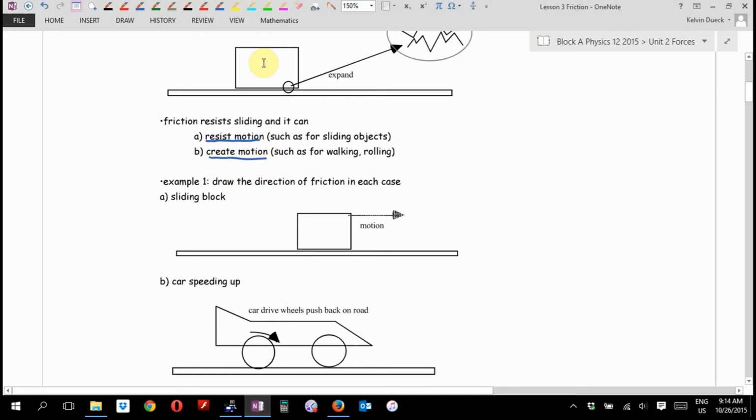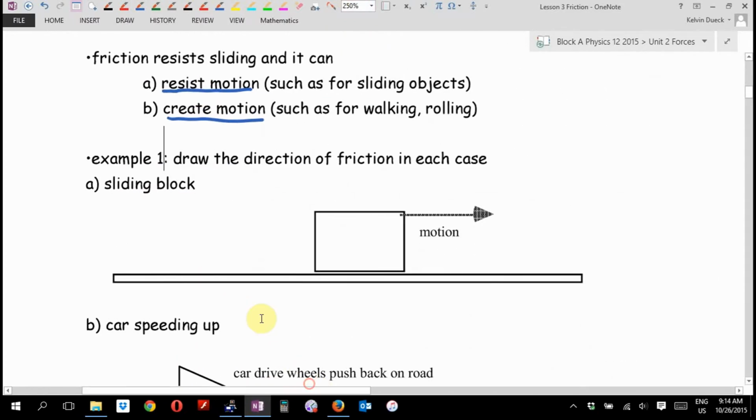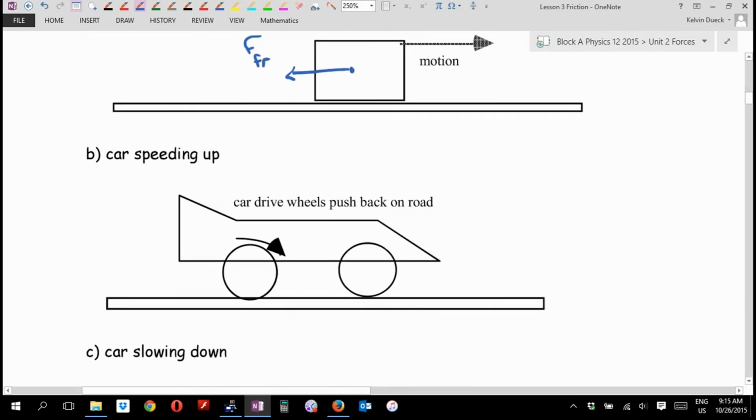Example 1. Draw the direction of friction in each case. So if we're sliding a block along the ground and the block is moving to the right, which way would the force of friction be acting? Friction will be acting that way. What about for a car speeding up?